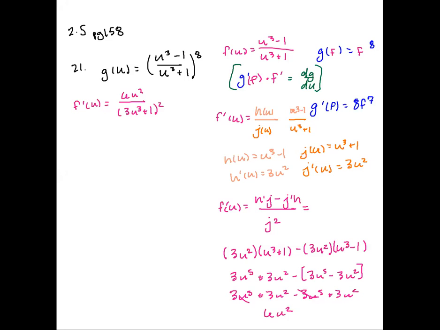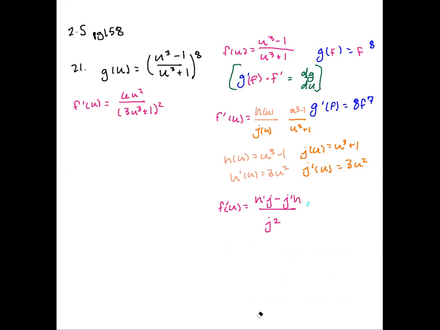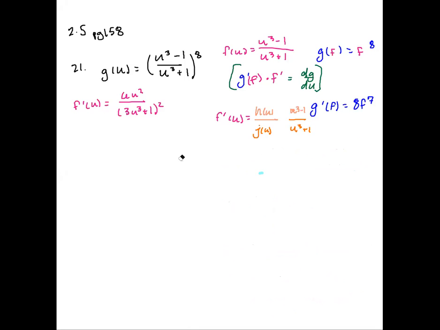Okay, so I'm going to erase this work just to make some room. This is all quotient rule stuff. All right, so now I've got my F prime, and then my G and my G prime.